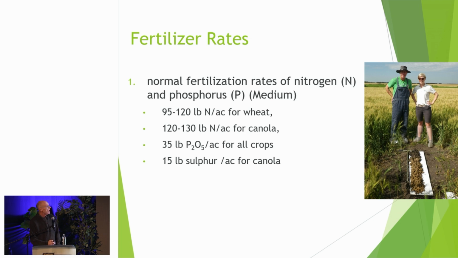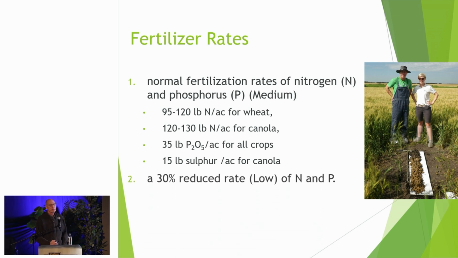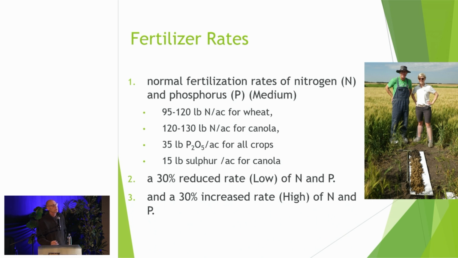And compared to that, we looked at a 30% reduction. Some people were suggesting, we really don't need that much fertilizer. Maybe we can go with 30% less. You say, well, okay, what would the impact be of doing such? And on the flip side of that, what if I increase rates 30% above the base level?